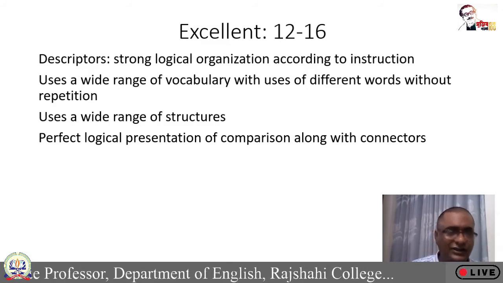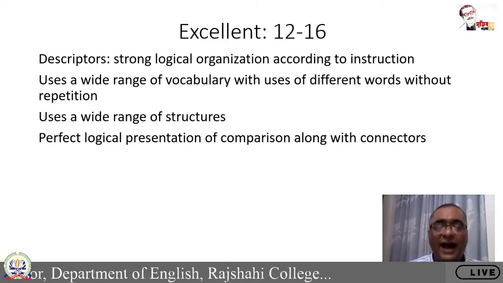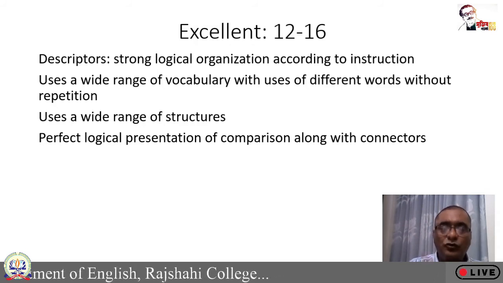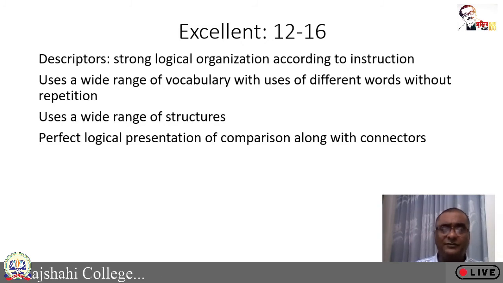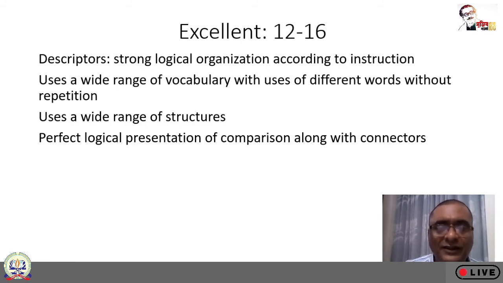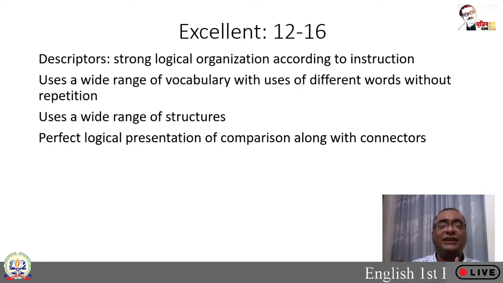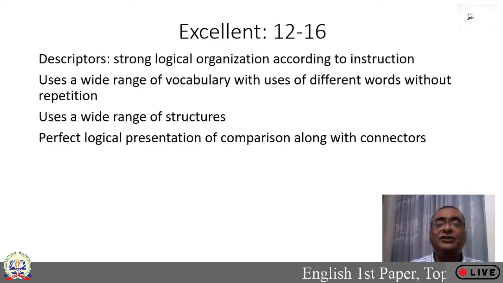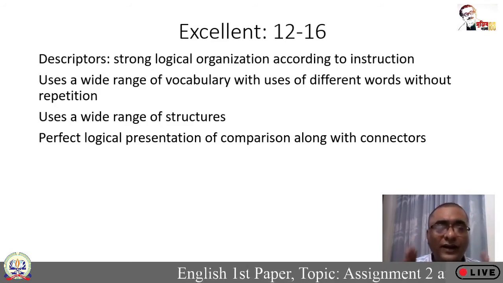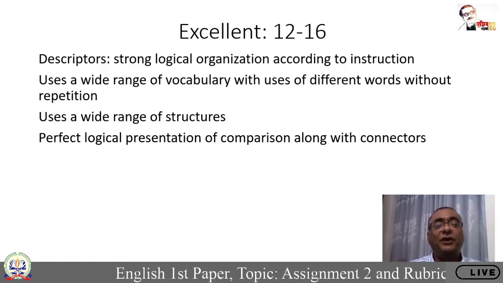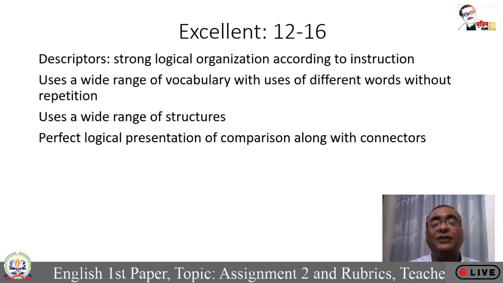I didn't make any change. But I want to convince myself, when I will give a student 12 to 16, if I don't get enough time to check separately, then it can be another option, that when you will give a student 12 to 16, when strong logical organization is present, when a wide range of vocabulary with different words are present, when a wide range of structures are present, when perfect logical presentation of comparison along with connectors are present.